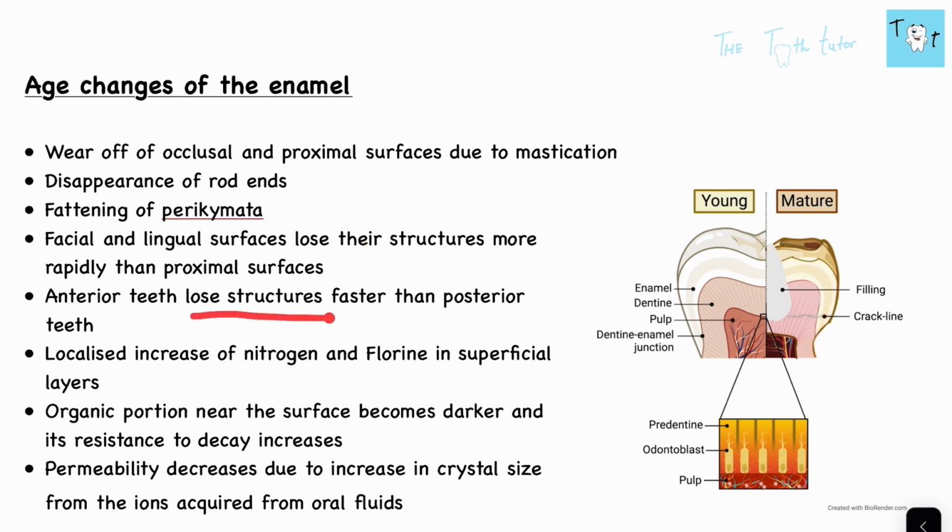Anterior teeth lose structures faster than the posterior teeth. It's because the anterior teeth come in the mouth first. Okay, so they will start losing the structures first as well.